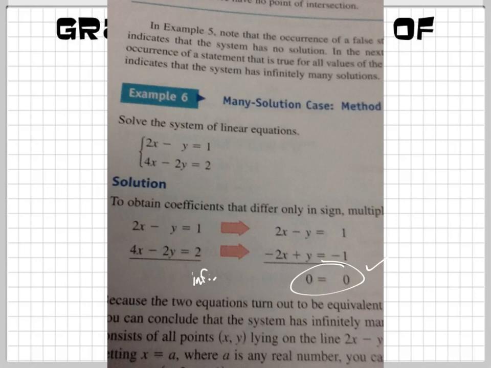infinitely, yeah, Lee, is that E supposed to be there? Many solutions, okay? That's your answer for this one.